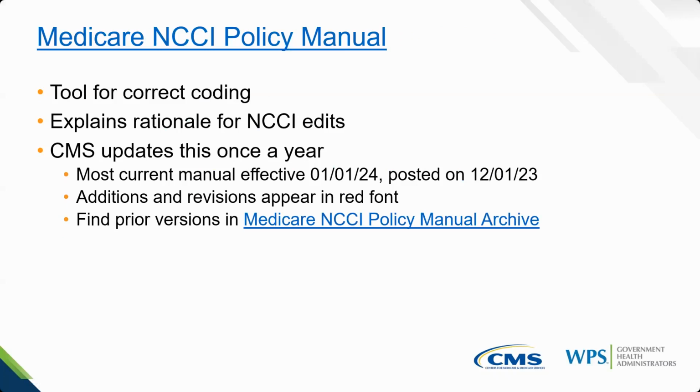Unlike the quarterly updates to the edit tables, CMS updates the manual once a year. The additions and revisions will appear in red font. If you need to refer to prior versions of the manual, you can find it in the Medicare NCCI Policy Manual Archive, and I've provided a link for you at the last bullet on this handout. You will find throughout this presentation, when you see any blue colored font, that those are actually hyperlinks to many resources that I'm providing during today's webinar.